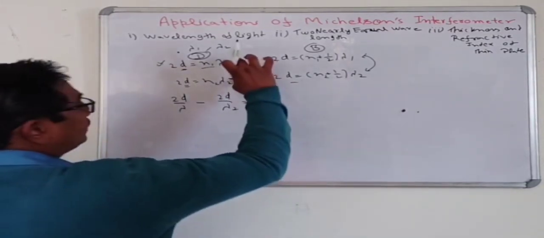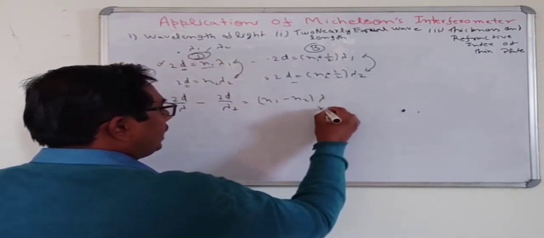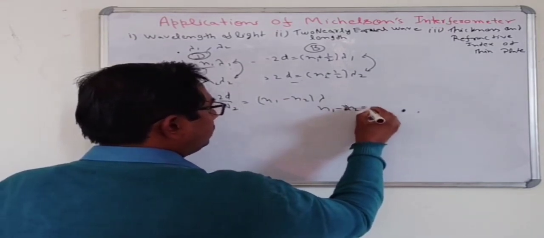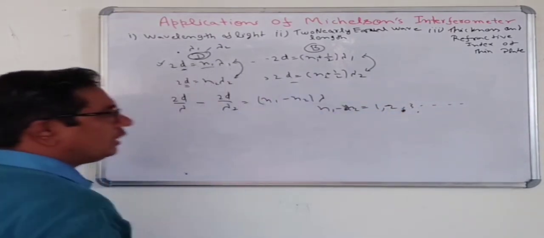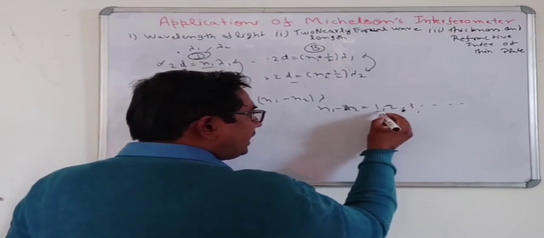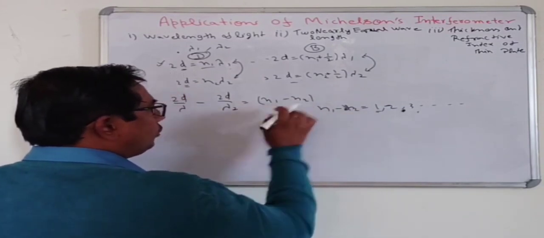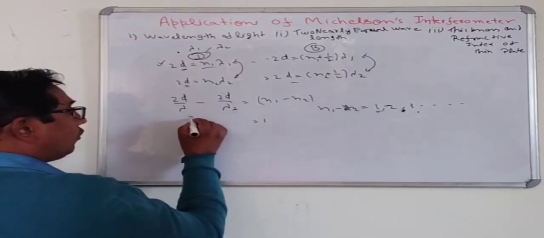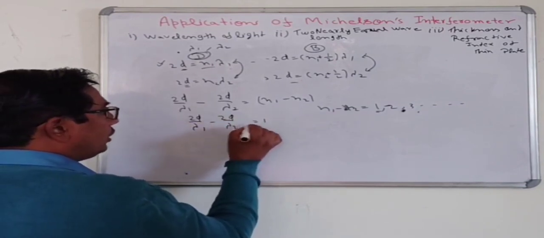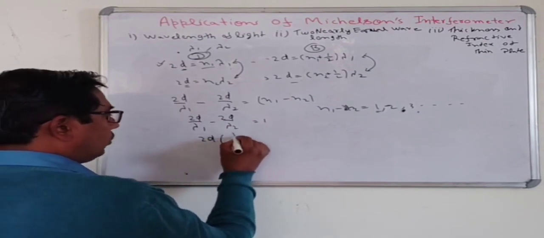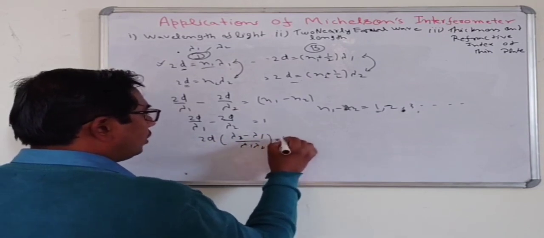Suppose we take the difference of this one. You will see that n1 minus n2 is 1, 2, 3, and so on. It means that the minimum value of n1 minus n2 is equal to 1. So at the appearing condition, 2d lambda 1 minus 2d lambda 2 is equal to 1. You can see that 2d times the difference of lambda 2 and lambda 1 is equal to lambda 1 lambda 2.